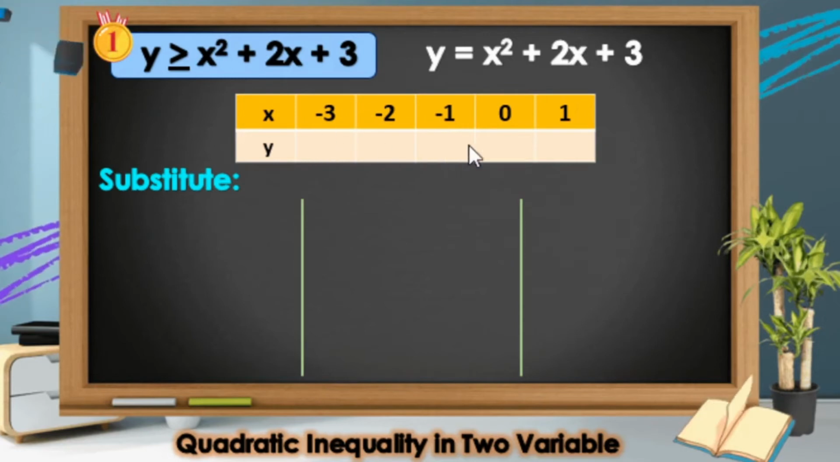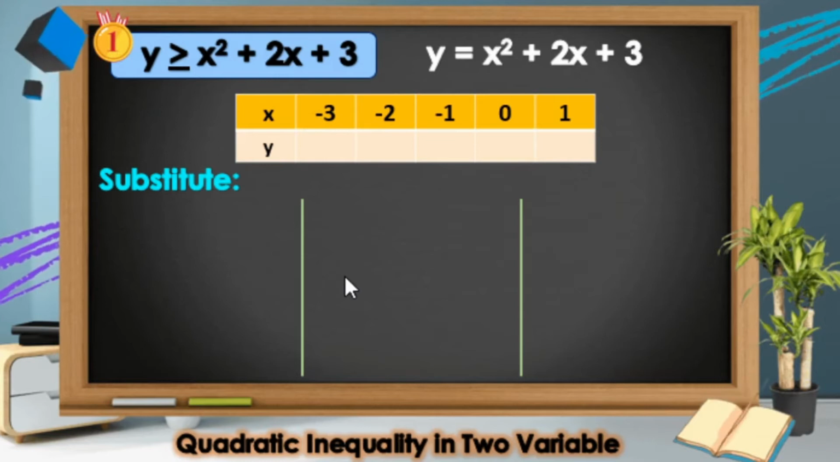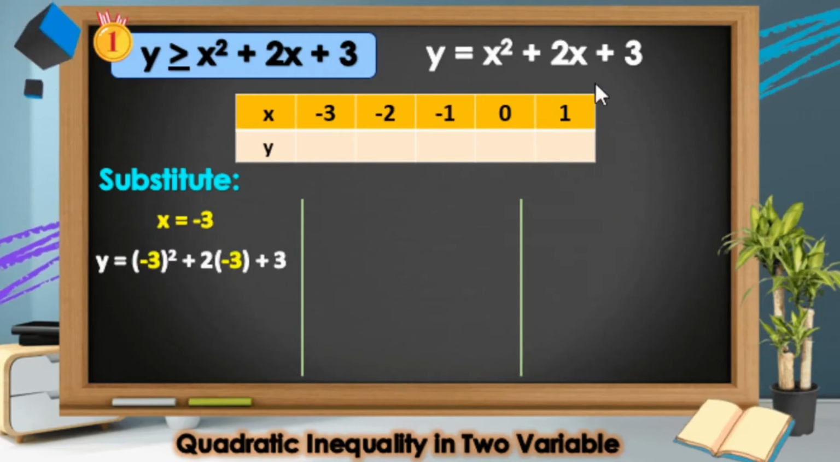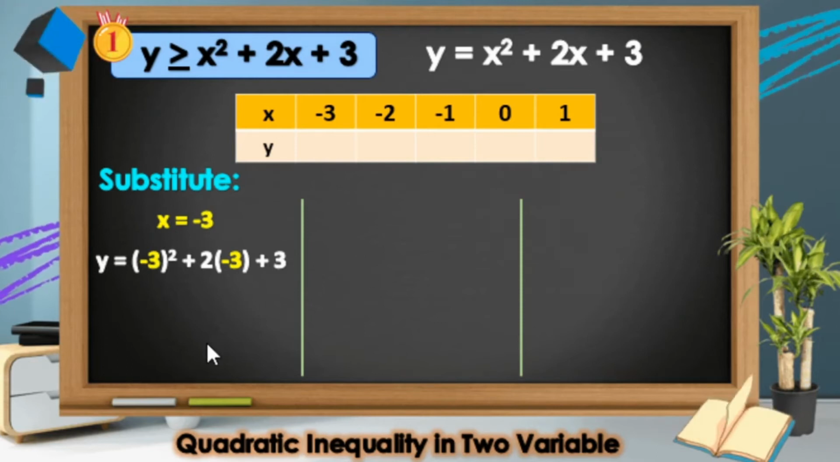No? Para makuha natin yung value ng ating y. So let's start with negative 3. So if x is negative 3, substitute natin yung negative 3 sa ating equation. So we will have y is equal to negative 3 squared plus 2 times negative 3 plus 3.